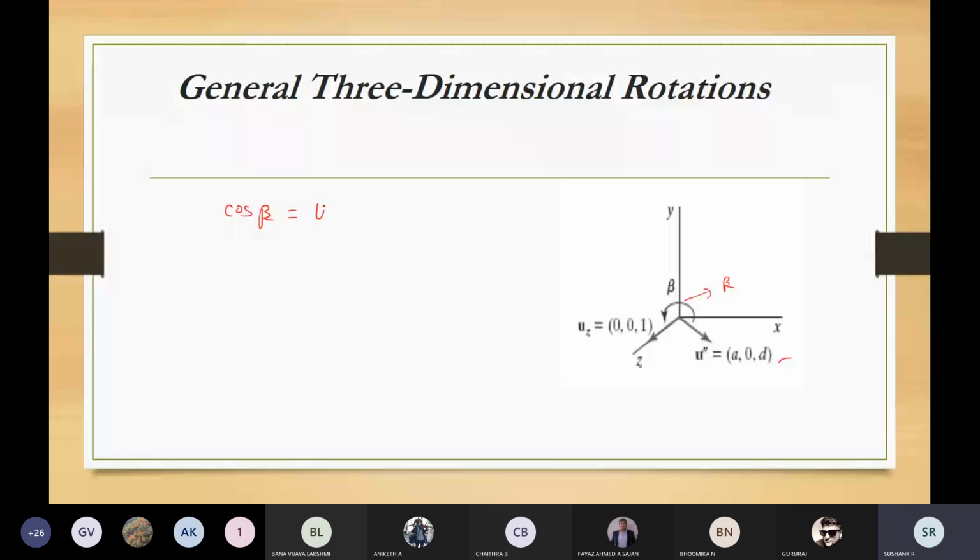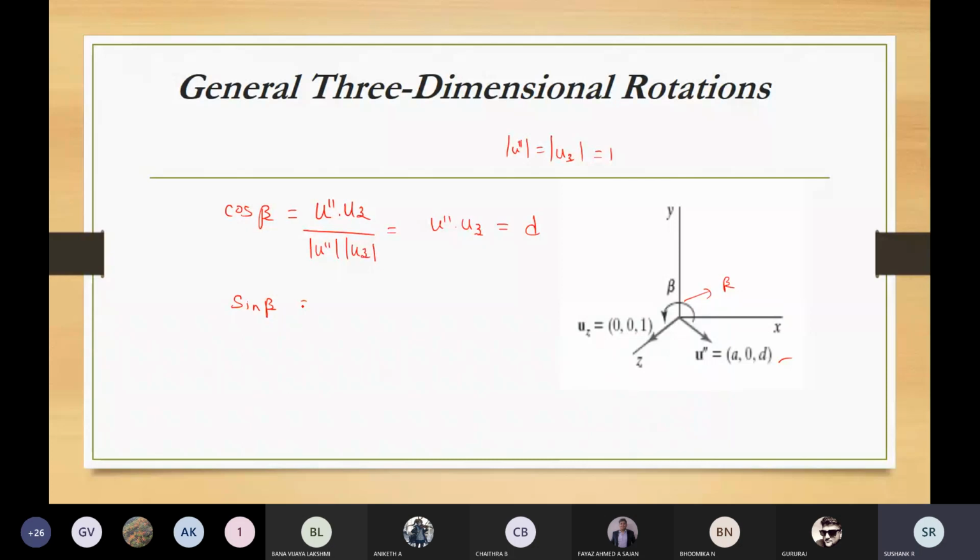Cos beta will be u double dash into uz by its determinant. Previously we got it as c by d, but here the determinant of u double dash and uz is equal to 1, so you will get it as u dash into uz only. This u dash uz is nothing but d.